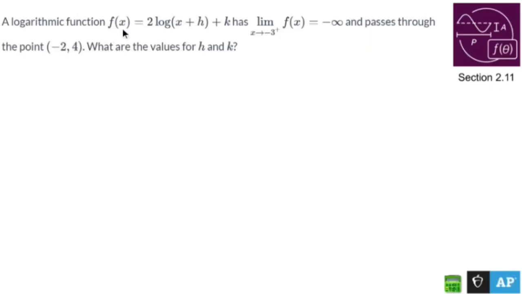A logarithmic function f of x equals 2 log, no base, I wonder what that means, of x plus h plus k has that limit where f of x is going to hit negative infinity as you approach negative 3 from the right. Oh, it also passes through the point negative 2, 4.